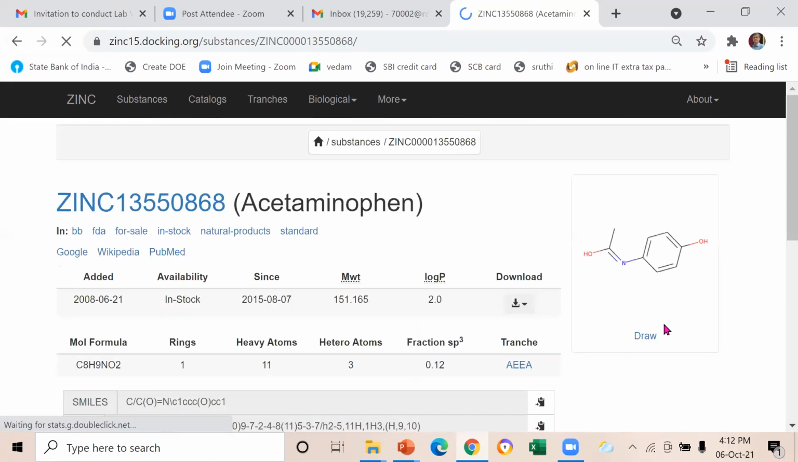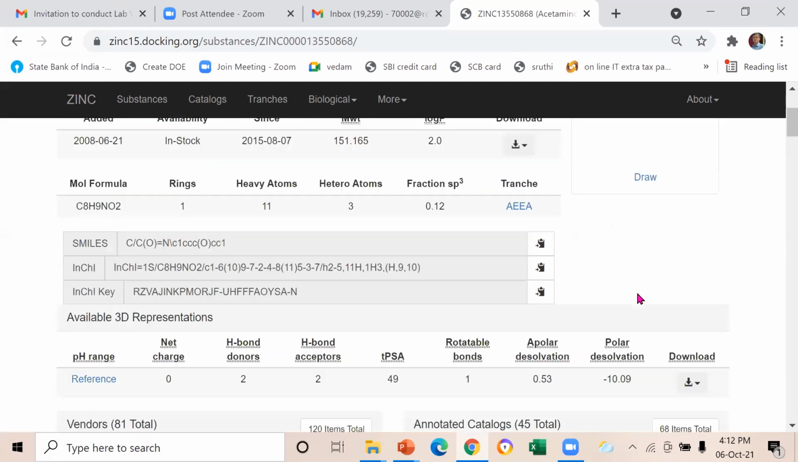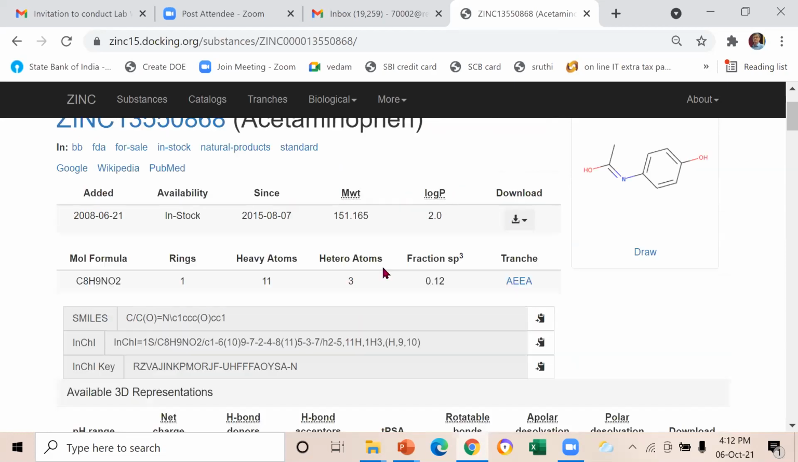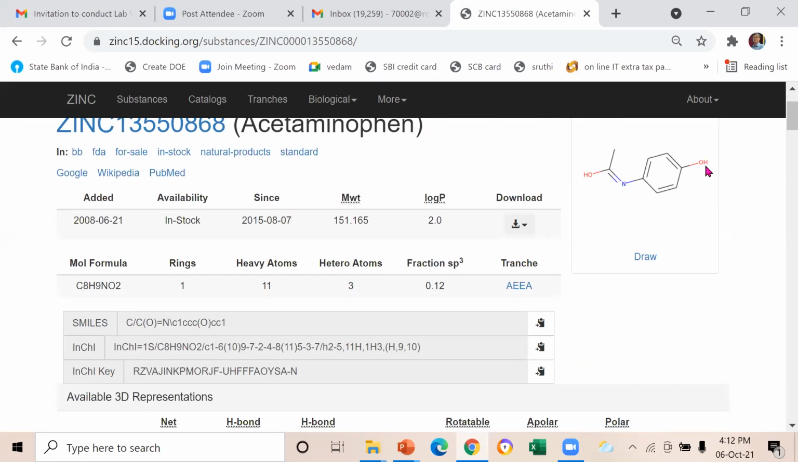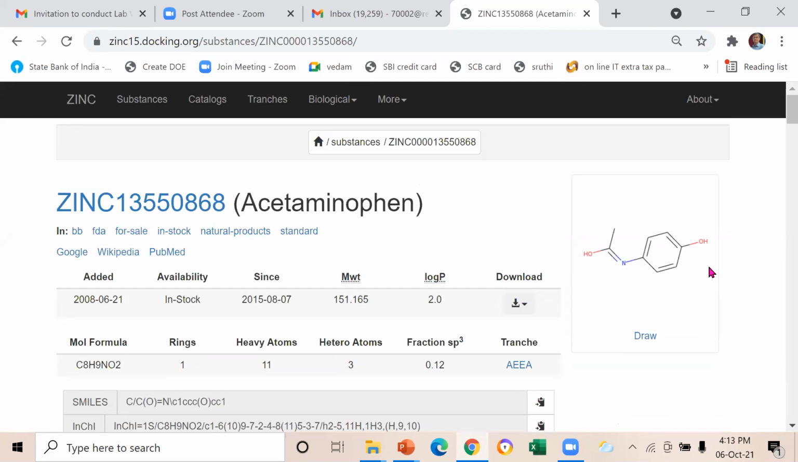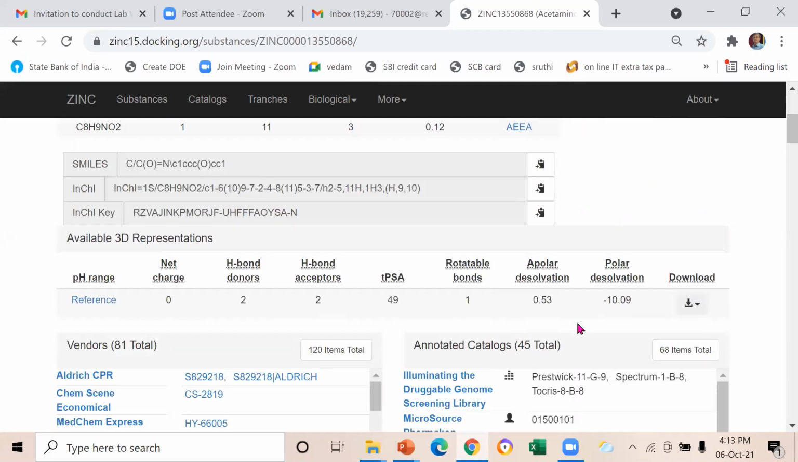Then similarly, acetaminophen. Okay, so you have this. This is also used quite a lot in pain. Again, some of the details are given. Hydrogen bond donors: it says 2 hydrogen bond donors. This is a hydrogen bond donor, OH and OH. It gives total polar surface area, which is much lower. It gives rotatable bonds. It's got only one rotatable bond. The double bonds cannot be rotated. Only one bond can be rotated, and so on.